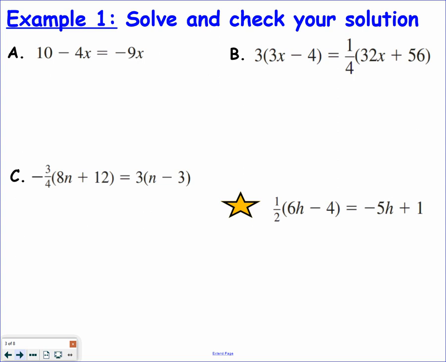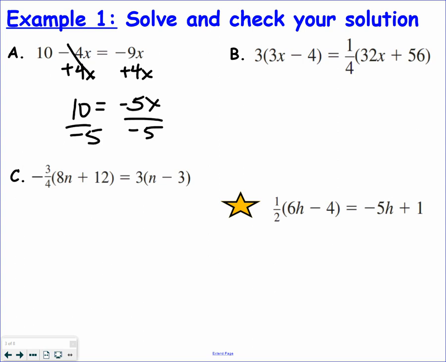So here we go. 10 minus 4x equals negative 9x. Anytime I see an x on both sides, I want to get the x's on the same side of the problem. How do I do that? I would do the inverse operation, in this case adding 4x. Technically you could go either way, but if there's only a letter on one side, I want to get everything on that side. So negative 9x plus 4x would be negative 5x, and then I'm back to a one-step problem.